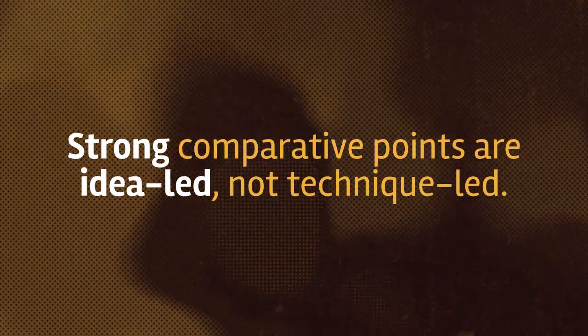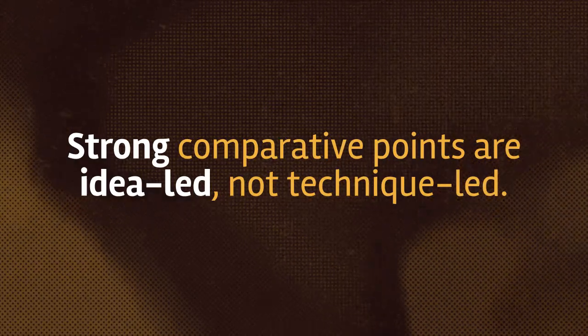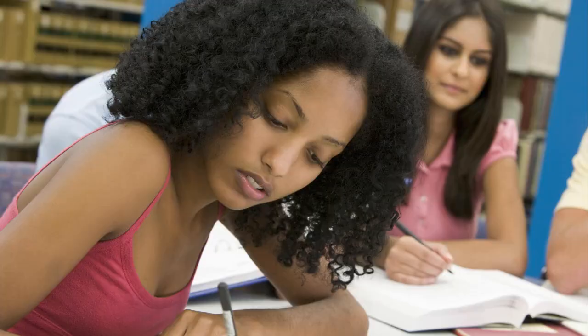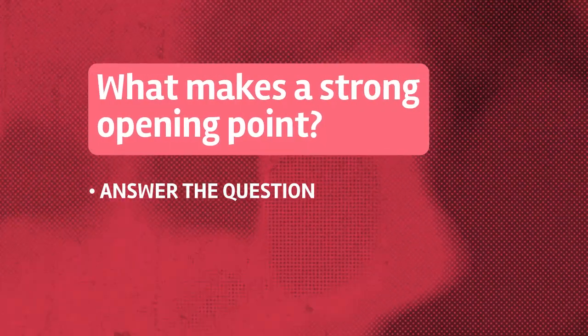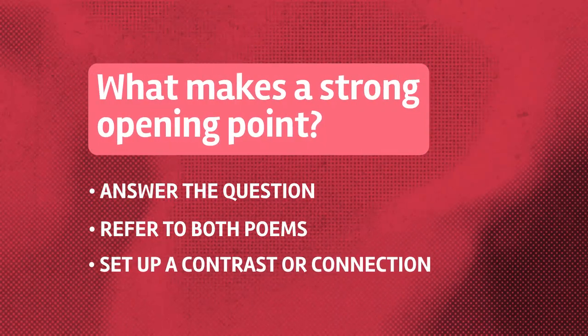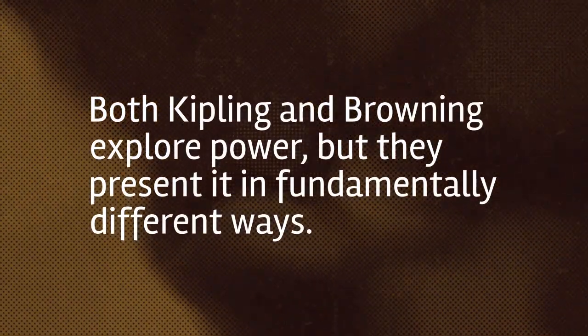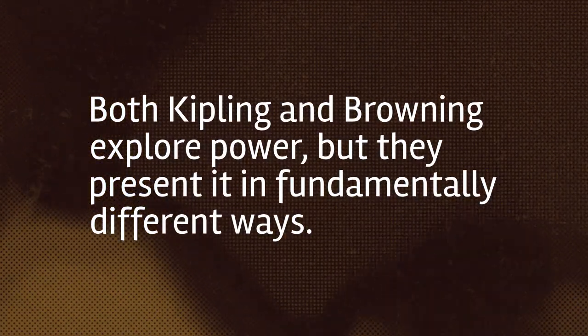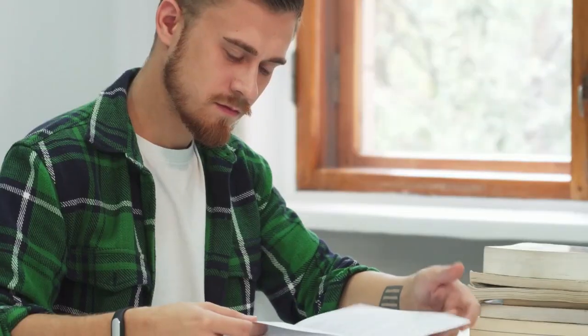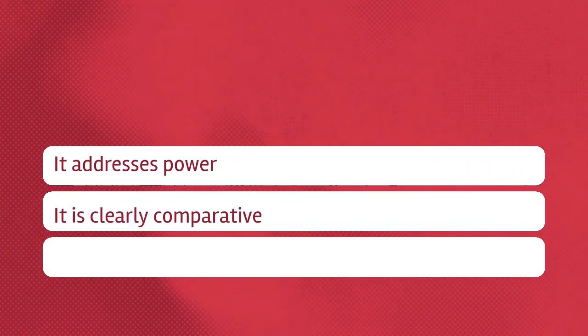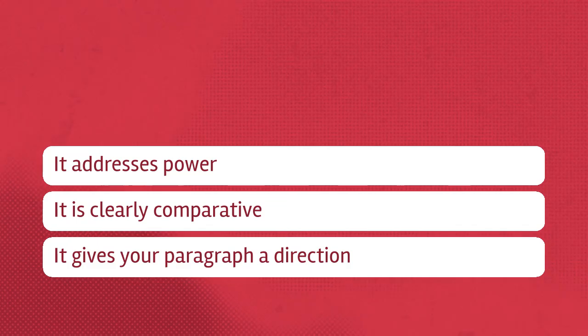Strong comparative points are idea-led, not technique-led. A strong opening point does three things. It answers the question, it refers to both poems, and it sets up a contrast or connection that can be explored. For example, both Kipling and Browning explore power, but they present it in fundamentally different ways. This single sentence already does a lot of work. It addresses power, it is clearly comparative, and it gives your paragraph a direction.